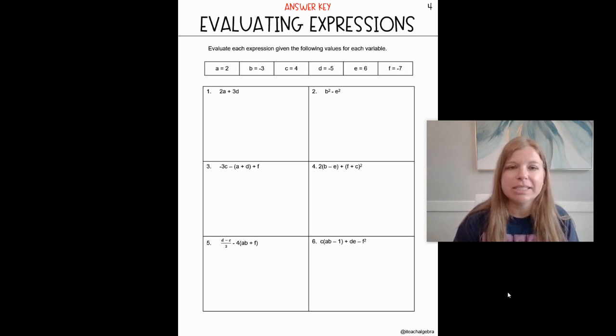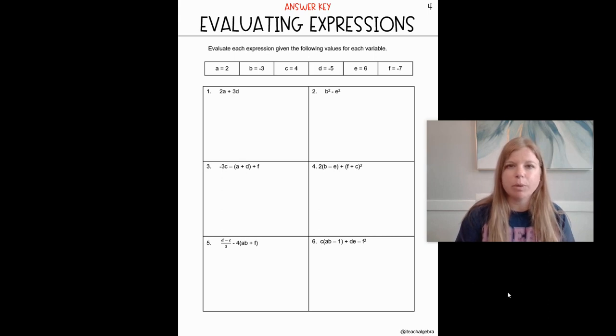So it says across the top, evaluate each expression given the following values for each variable. A equals 2, B equals -3, C equals 4, D equals -5, E equals 6, and F equals -7. In the first expression, it says 2A plus 3D. When I read that, I know that means 2 times A plus 3 times D.